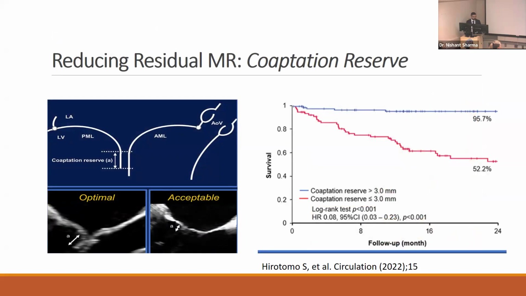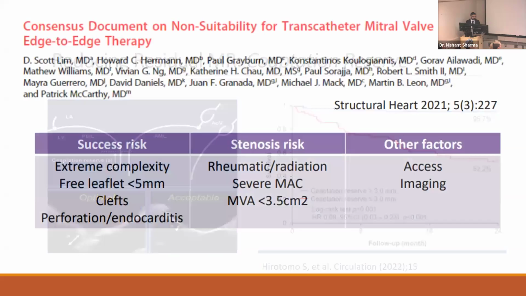Other things that we don't do often is this thing called coaptation reserve. Basically, this coaptation reserve is the measurement of the distance of the opposition between the A2 and P2 segments. So basically, if you have a good grasping zone to put in a clip, you get a better result. If you don't, you get a less favorable result. And that's something that has been shown to have good clinical outcomes.